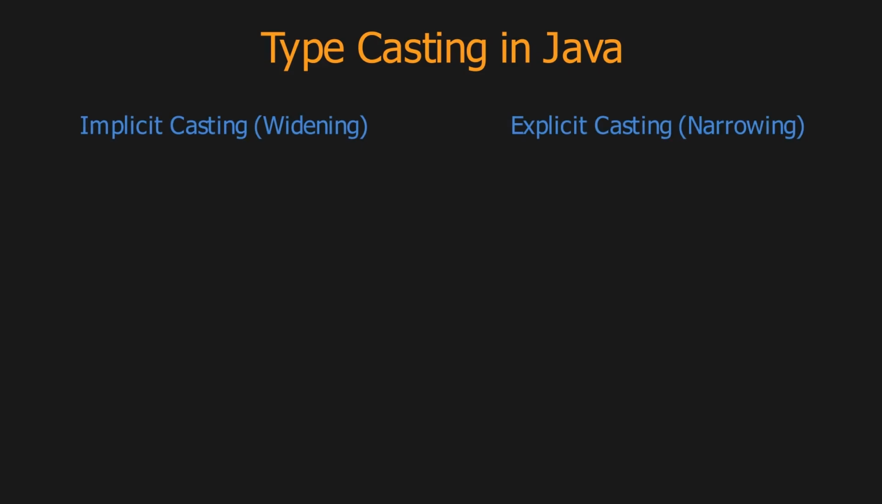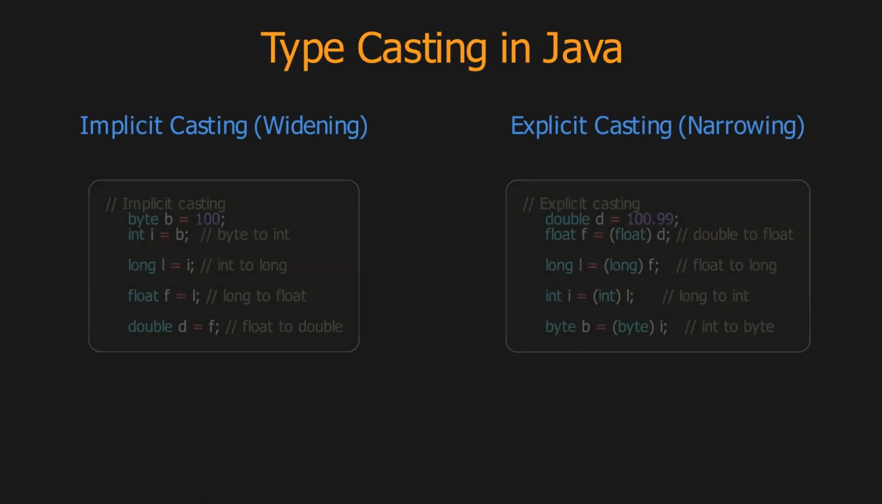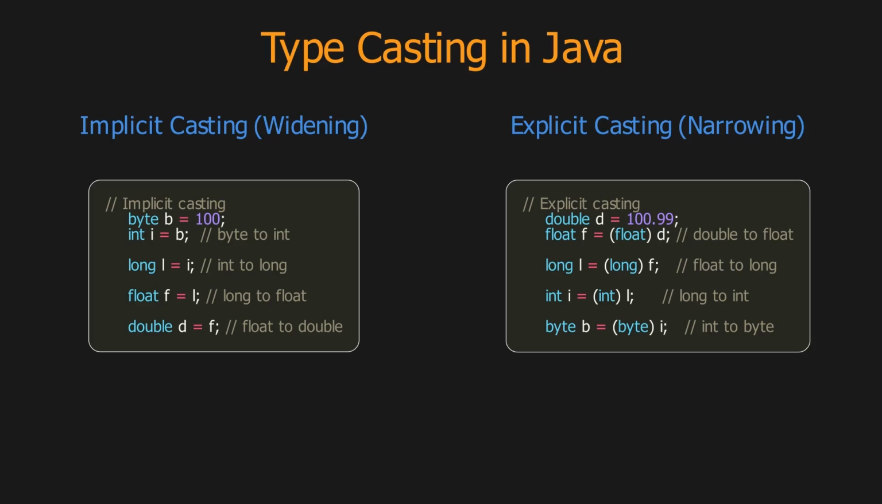value. Typecasting in Java allows you to convert a value from one data type to another. There are 2 types of casting, implicit and explicit. Implicit casting, also known as widening conversion, happens automatically when you convert from a smaller data type to a larger one. For example, when you assign a byte to an int, Java automatically converts it since an int can easily hold any byte value. There's plenty of room in the larger container.